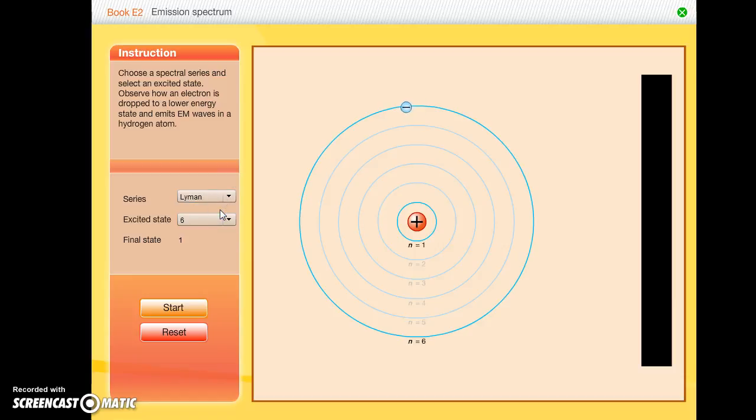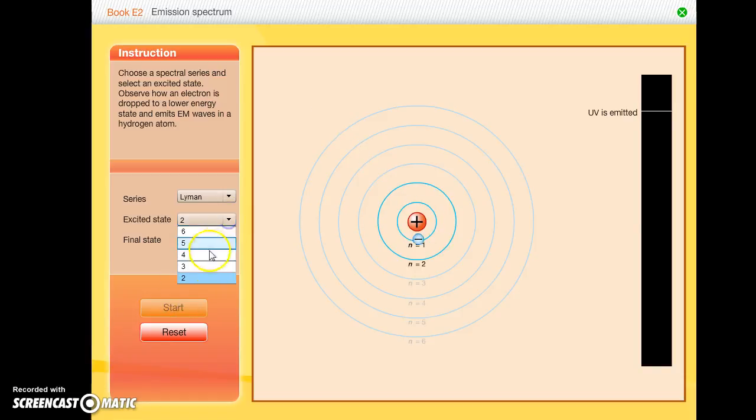Let's try the Lyman series on the other hand. This is now the first Lyman spectral line. Start. It produces UV light. And what about other spectral lines of the Lyman series? Still UV light. And of course, for higher energy, still UV light. And that's why it's more difficult to identify the Lyman series.